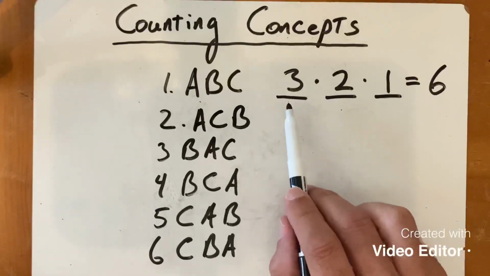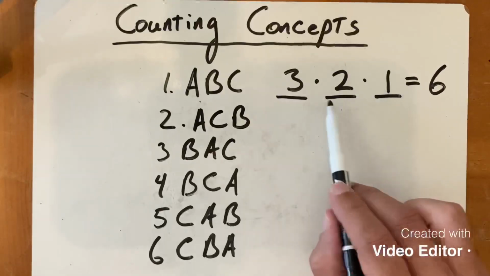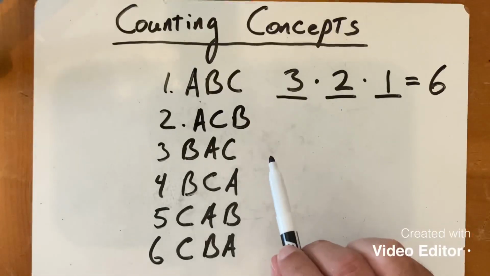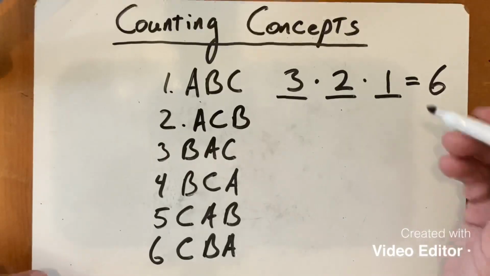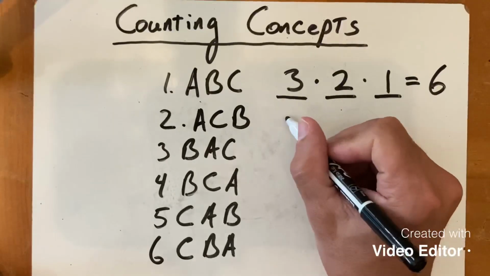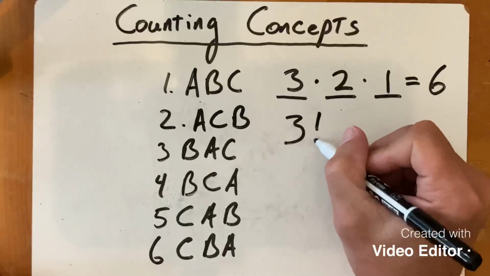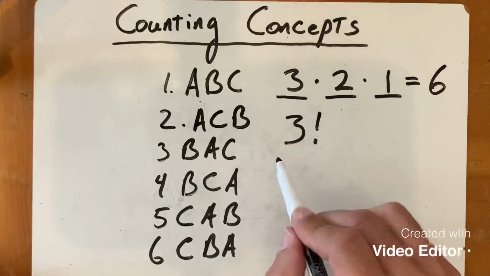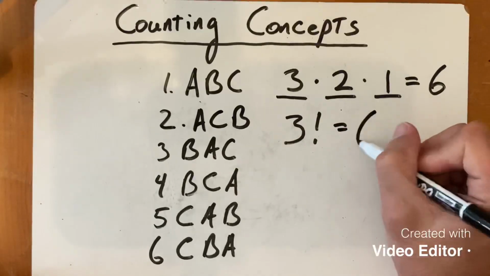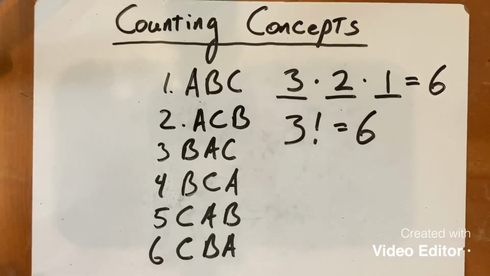What's that called when we take a number and multiply it by each integer all the way down to 1? Well, that's known as factorial. Remember, factorial is represented with an exclamation point. So this could also be written as 3 factorial, which is also equal to 6. If you've got a group of items and you want to know how many different ways you can arrange them, you simply take the factorial of the total number of items you're arranging, and that will give you the total number of arrangements you can make.